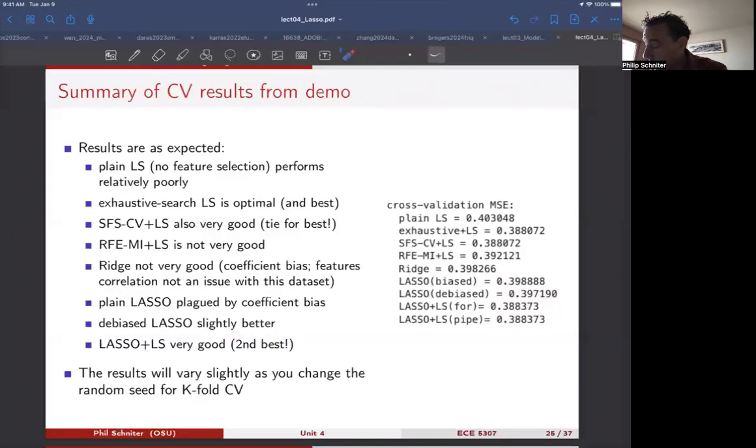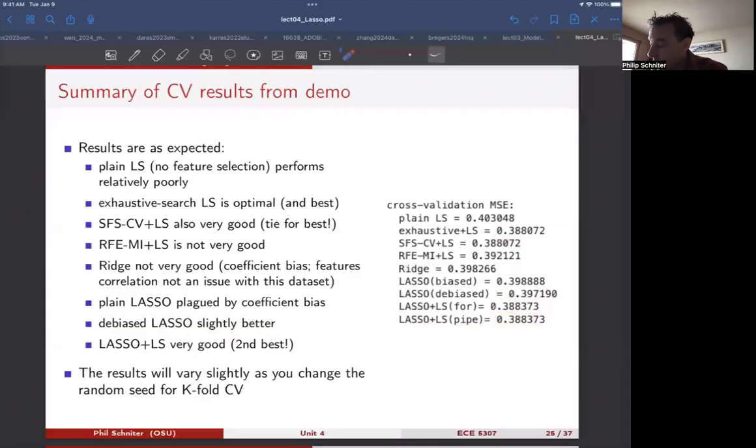One of them used a for loop, and one of them used what's called a pipe in scikit-learn together with grid search cross-validation. Both of these methods are performing equally well, and you can see they're performing significantly better than these other lassos. And in fact, they're performing almost as good as exhaustive search least squares. So that's sort of a summary of what we have.